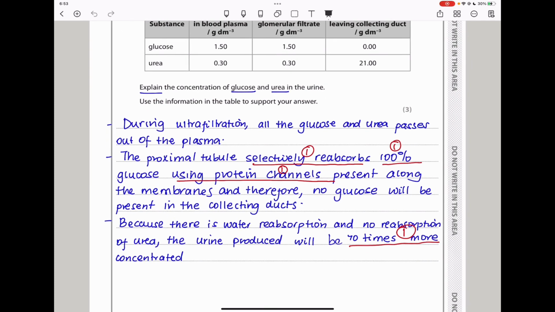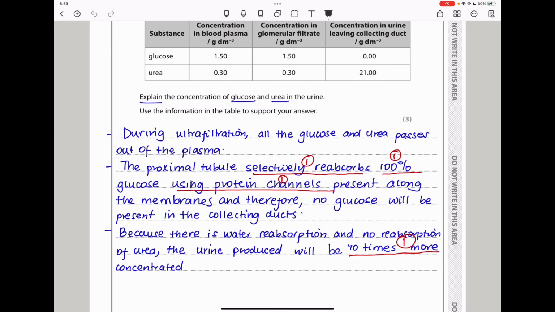So here I said, during ultrafiltration, all the glucose and urea pass out of the plasma. This part here is for why the concentrations in the blood are exactly the same as we can see in the glomerular filtrate. That is for this part. Then the next part I say, the proximal tubule selectively reabsorbs 100% glucose using protein channels present along the membranes, and therefore no glucose will be present in the collecting ducts. This active reabsorption or selective reabsorption uses energy from ATP sometimes in order to ensure that all the glucose has been pushed to the other side or back into the tissues nearby.